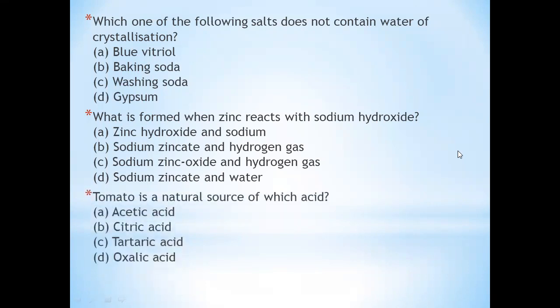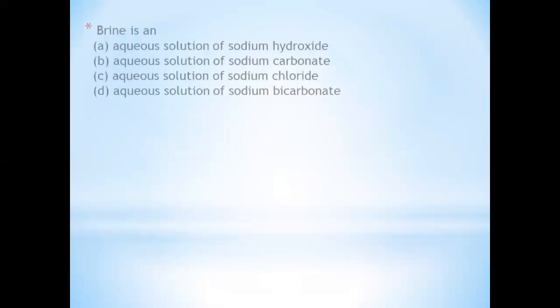Tomato is the natural source of which acid? Acetic acid, citric acid, tartaric acid, and oxalic acid. Answer is oxalic acid. Correct option is option D, that is oxalic acid. Very good.